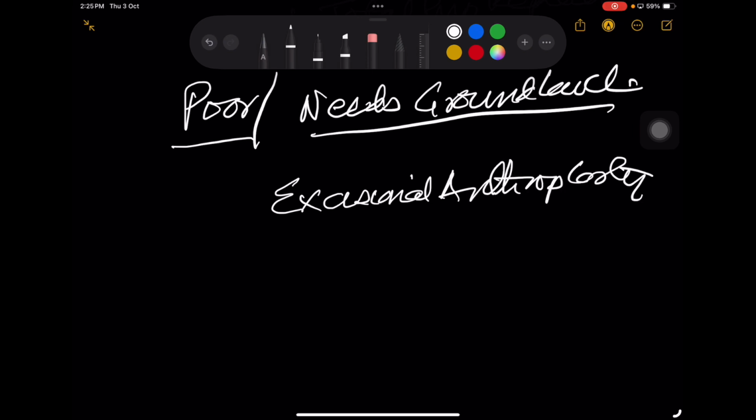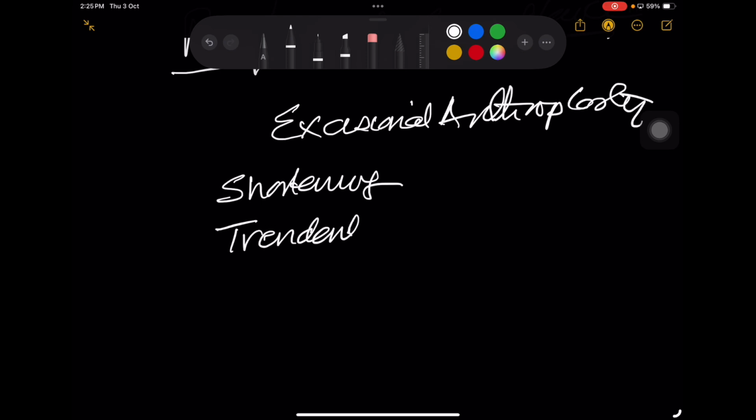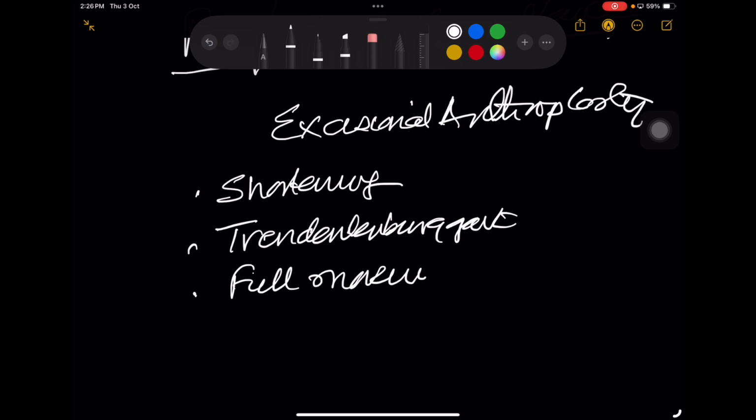What will happen with the excision of the head? There will be shortening. There will be a Trendelenburg gait. Alright. But there will be full movement and no pain.